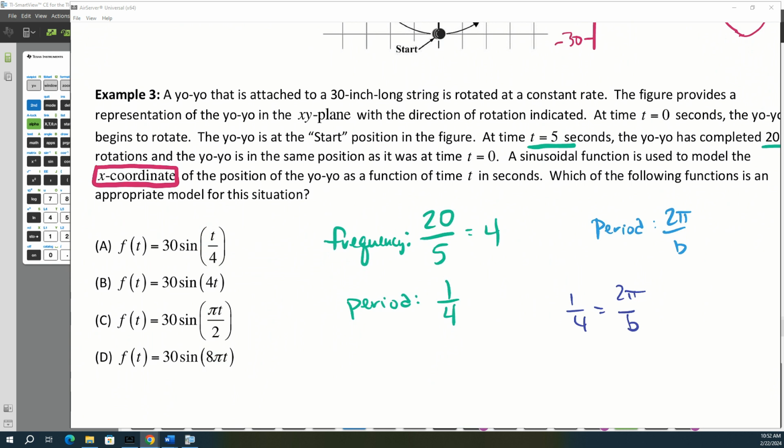I don't know which one's easier for you. It's up to you. Either way, what's b going to be? 8 pi, right? So which choice? D. All right. Any questions? I felt like I just had a million words.